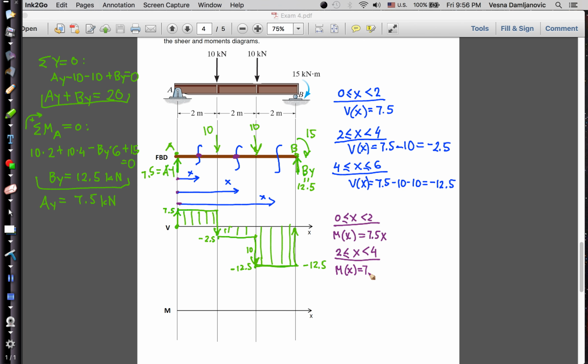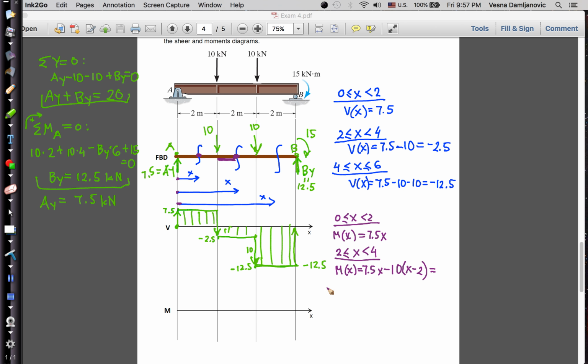And that's 7.5x again. But now at this point, we also have this force. So it's pointing in the opposite direction, so it's going to be negative. The force is 10, times what? Times this distance here. And what is that distance? The purple distance is equal to this blue x, the long thing, minus this amount, which is 2. So that's x minus 2.